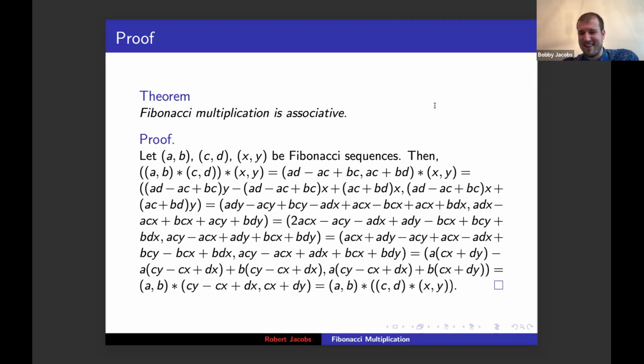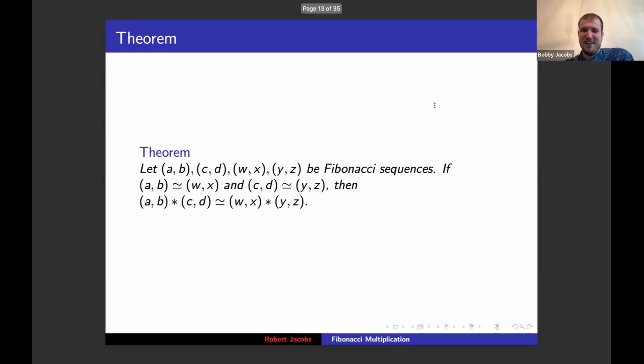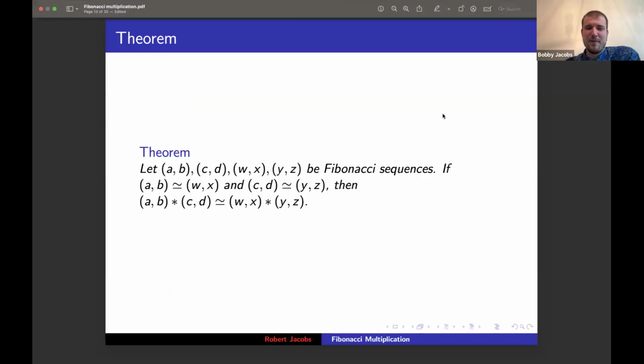Oh yeah, so basically it will eventually simplify. It's the same thing as AB times (CD times XY). Parentheses. So that means Fibonacci multiplication is associative. Okay, so this is interesting.